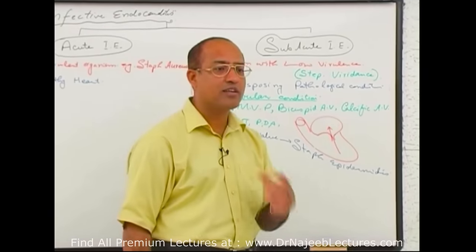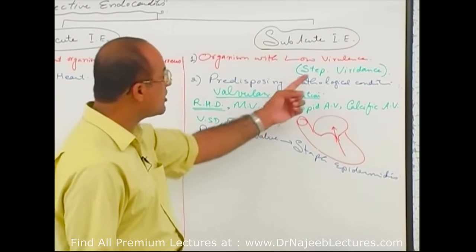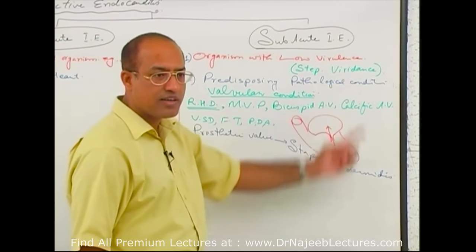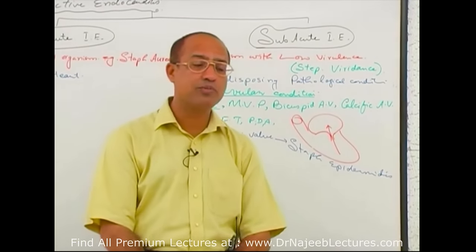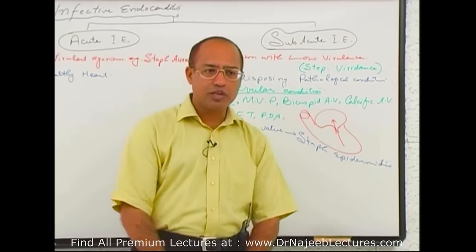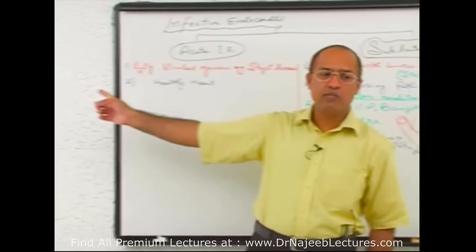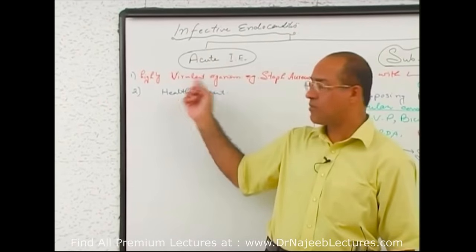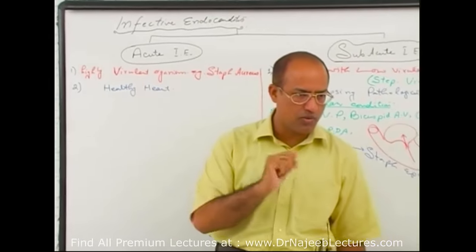infective endocarditis? The most common organism presently is Streptococcus viridans. It is found in almost 50% of the patients with infective endocarditis. Is that right? But in case of acute infective endocarditis, the most common organism is Staphylococcus aureus. Is that right? Number one.